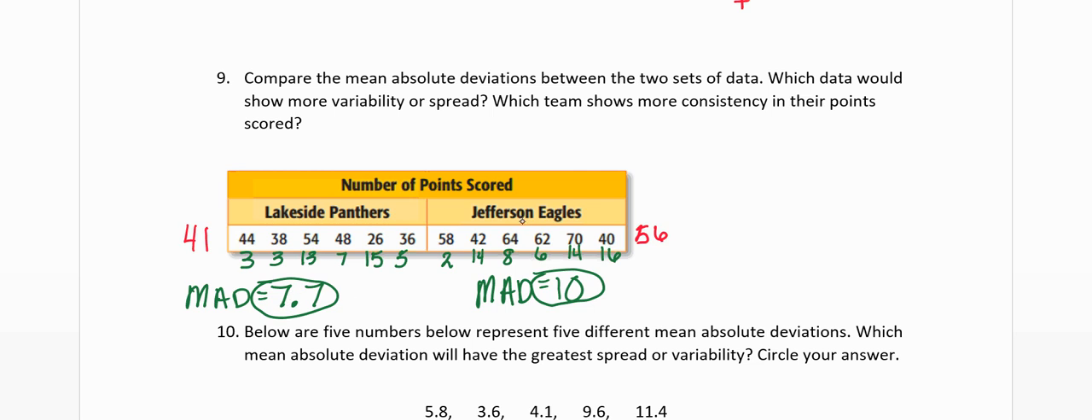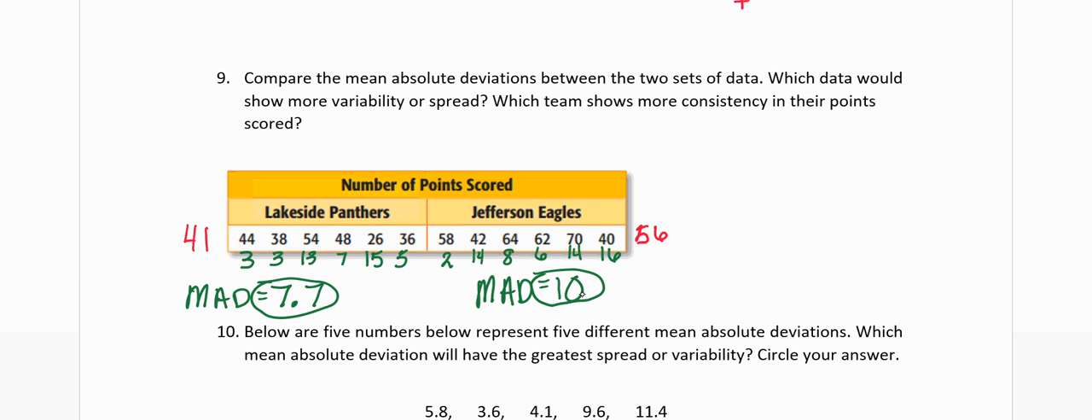So for Jefferson Eagles, I got a mean of 56 from adding them all up and dividing by 6. Then I found my distance from 56. I added these all up, I divided by 6, and I got a mean absolute deviation of 10.